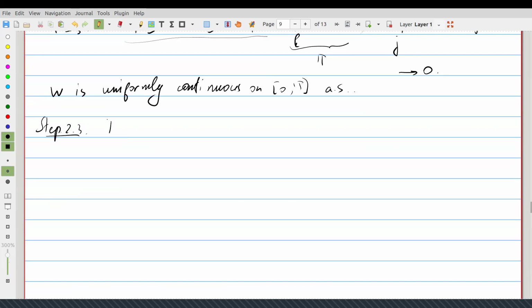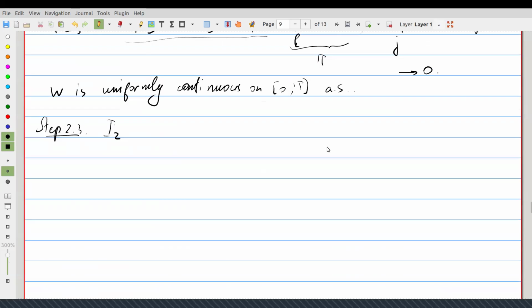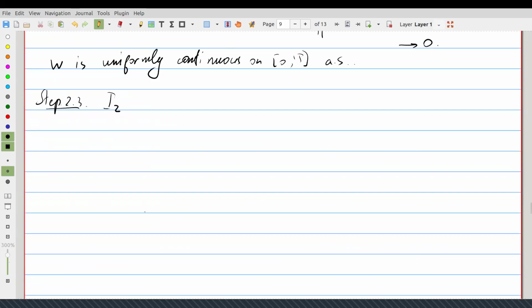Now we can return to I2. I2 is the sum of f of theta n k, phi squared, and delta w t n k squared. So we already assume that this should behave like delta t n k, but in the first power. So this should converge to the integral of f times phi squared dt. We just need to give enough reasoning why it's happening.